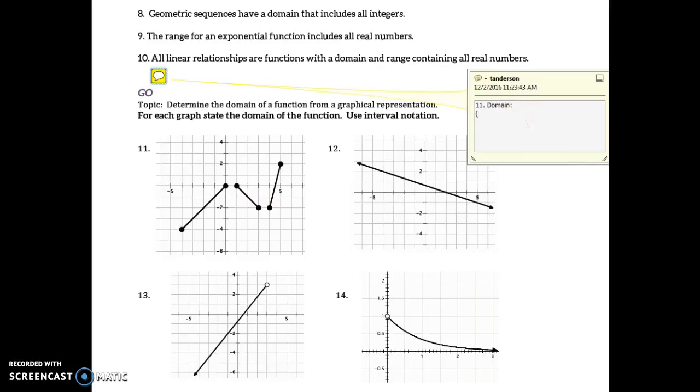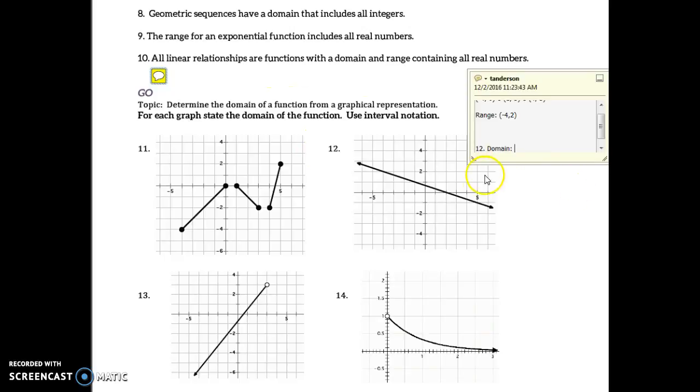So the domain is going to be from -4 to 0, union 1 to 3, right? Union 4 until 5. Range for number 11, the lowest it goes is -4, and everything is covered all the way up until 2. So that's your domain and range for number 11.